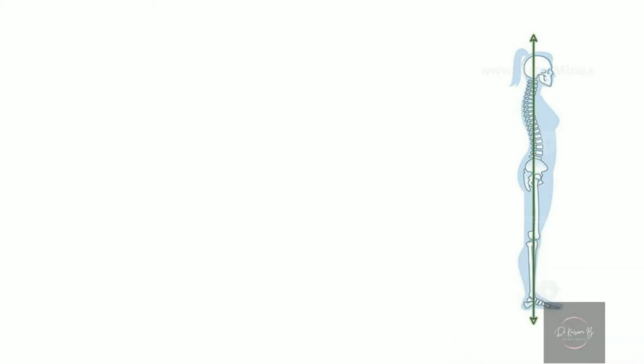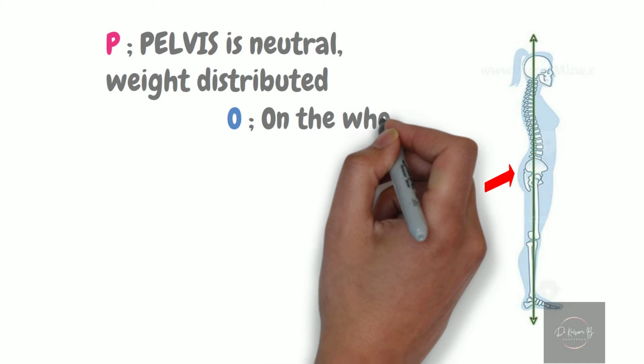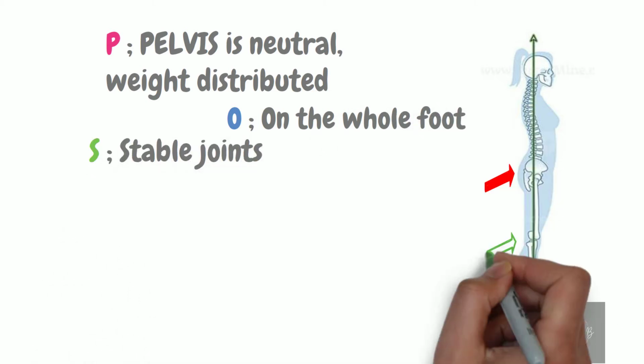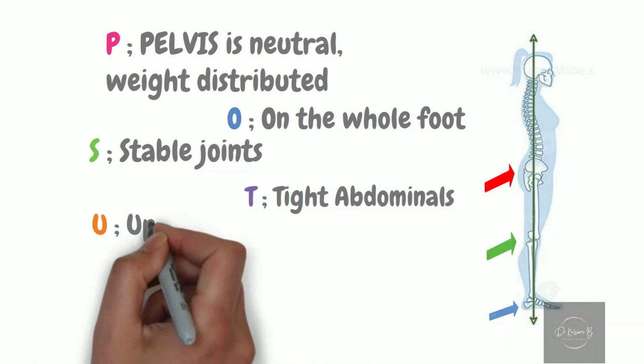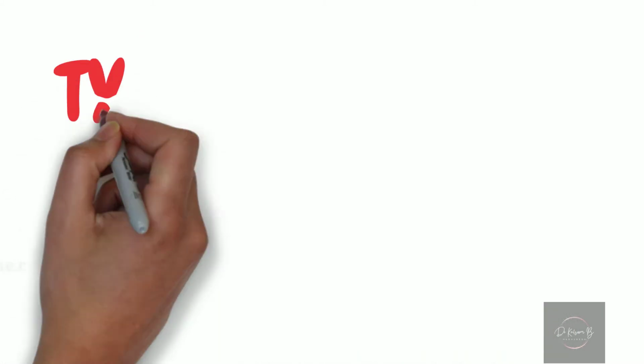Acronym for each reference: P. Pelvis is neutral with weight distributed on the whole foot. S. Stable joint. T. Tight abdominals. U. Upright ribs. R. Retracted shoulder. E. Ear over shoulder.